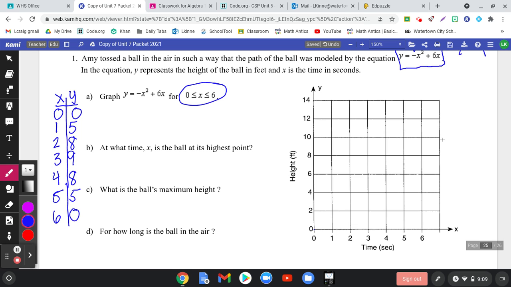So let's graph it. Here's your y-intercept, your starting point. Remember, she's tossing the ball, so it leaves the ground, goes up and comes back down. So 1, 5, halfway between 4 and 6. 2, 8. 3, 9, halfway between 8 and 10. 4, 8, because remember 3, 9 is your turning point, your vertex. 4, 8, 5, 5, and 6, 0, it's back on the ground again.